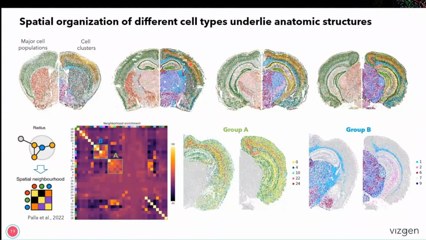So to quantify the spatial relationship of different cell clusters, I utilized the spatial neighborhood enrichment analysis, and the results are shown as this heat map. On this heat map, there are two big blocks, A and B. When plotting the cell clusters in each block on the tissue, you can see they are enriched in different parts of the brain. So this suggests a relationship between the molecular and spatial features of cell clusters, because the cell clusters are solely defined by the gene expression, but they also show very distinct spatial patterns.